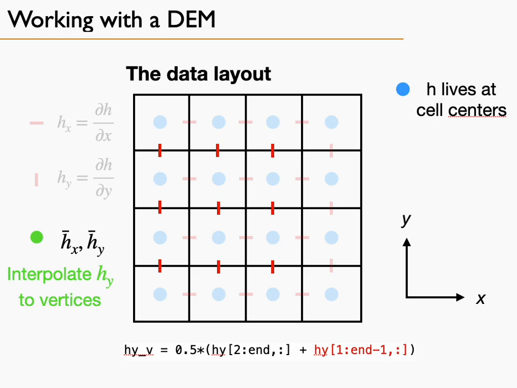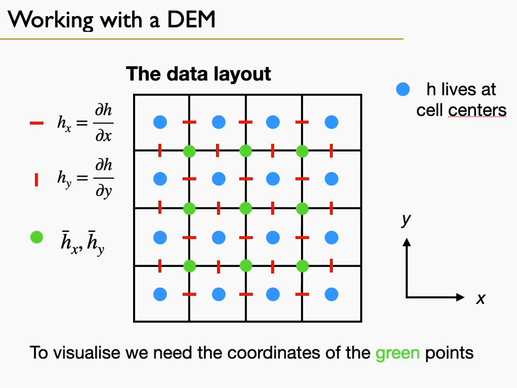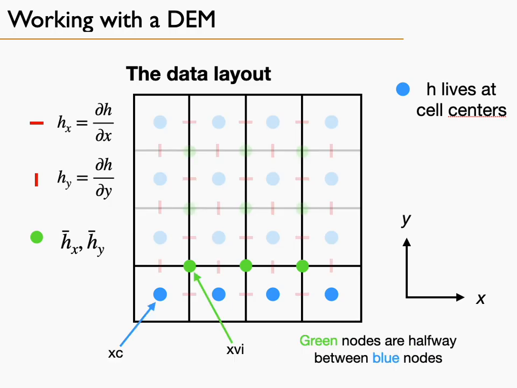So the average of these two subarrays will give us hx and hy. Look at the location of the green dots. So now we have interpolated the slope components on the green dots. To visualize the information, we have two new arrays, hx and hy. To visualize this information, we need to know the coordinates of the green dots. So let's think a bit.